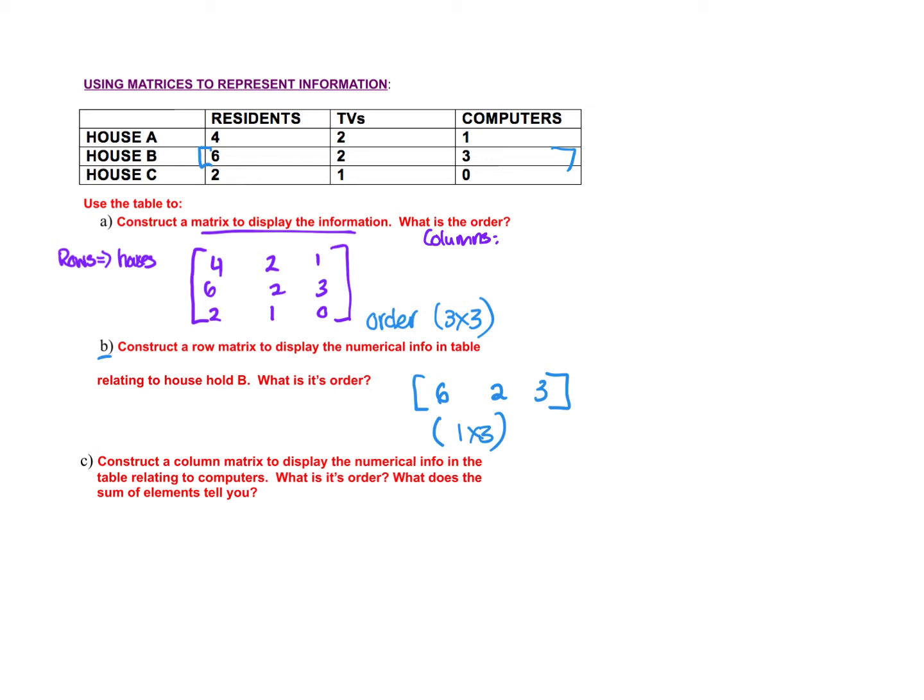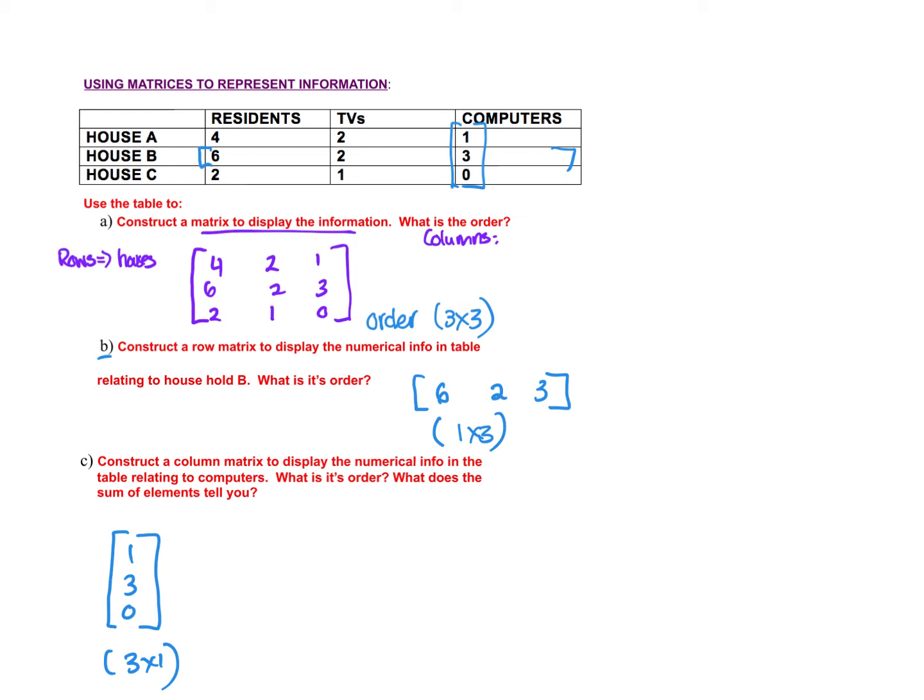And then they ask you to construct a column matrix of the info for computers. So you can see column here. We pop that into a column matrix. What's the order of a column matrix? We've got to do rows first. So 3 by 1. A column matrix will always have the second number being a 1.